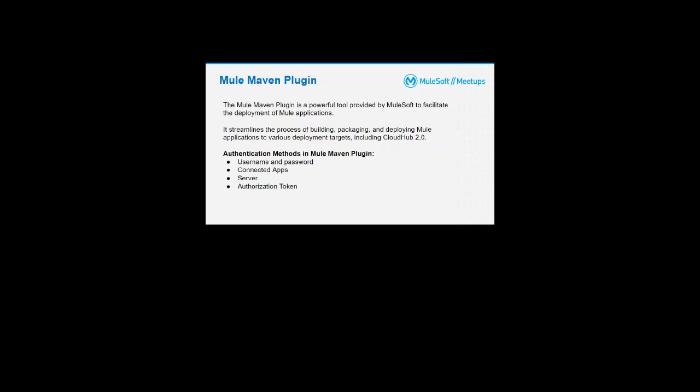First is username and password. In this, we use a CloudHub 2.0 username and password to authenticate, which is basically our Anypoint platform username and password. Then we have connected apps. We use connected app to perform the authentication programmatically by communicating with Anypoint platform. One thing to note is that connected app credentials must have the design center developer access scope to be used while deploying applications to CloudHub 2.0 while using Mule Maven plugin.